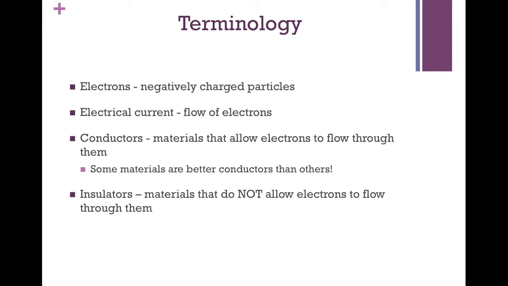Now that you've had a brief introduction to circuitry, let's define some terminology. Electrons are negatively charged particles. An electron current is a flow of electrons. Conductors are materials that allow electrons to flow through them. Some materials are better conductors than others, and this is something you will test out in our experiment. Insulators are materials that do not allow electrons to flow through them.